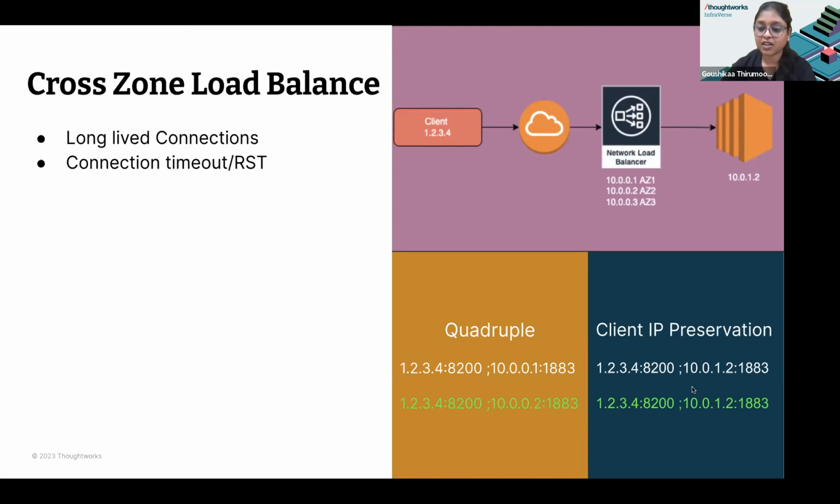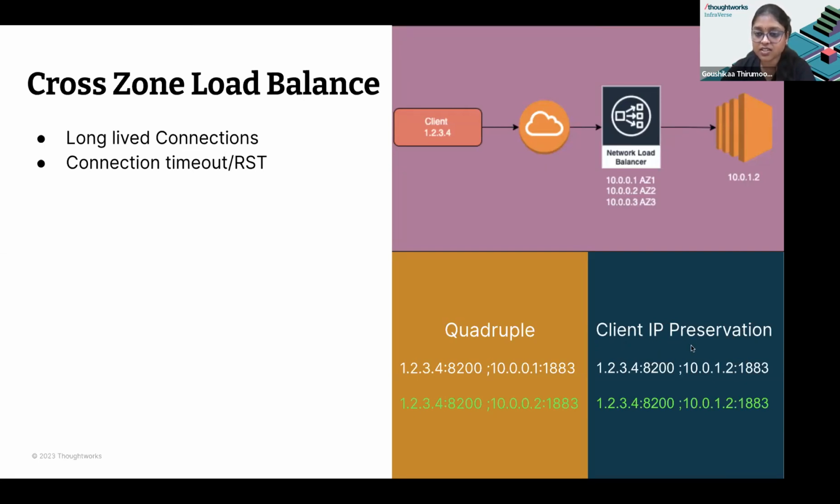Here the rule of unique quadruple is getting lost. Because of this, connections are getting reset and disconnected. So why is this happening? Because of this client IP preservation. We made a change in the Kubernetes external traffic policy to use this client IP preservation.